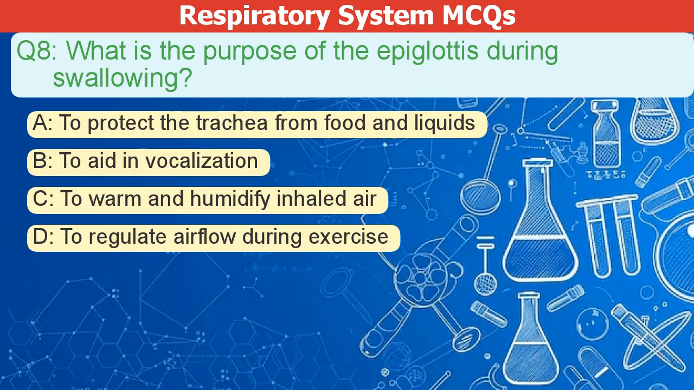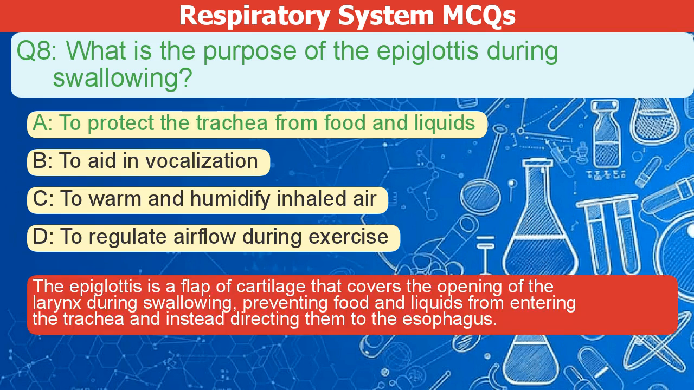What is the purpose of the epiglottis during swallowing? A. To protect the trachea from food and liquids. B. To aid in vocalization. C. To warm and humidify inhaled air. D. To regulate airflow during exercise. The correct answer is A. The epiglottis is a flap of cartilage that covers the opening of the larynx during swallowing, preventing food and liquids from entering the trachea and instead directing them to the esophagus.